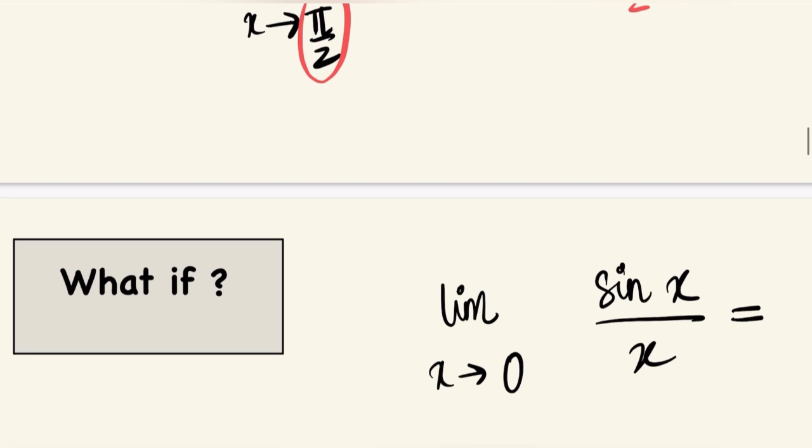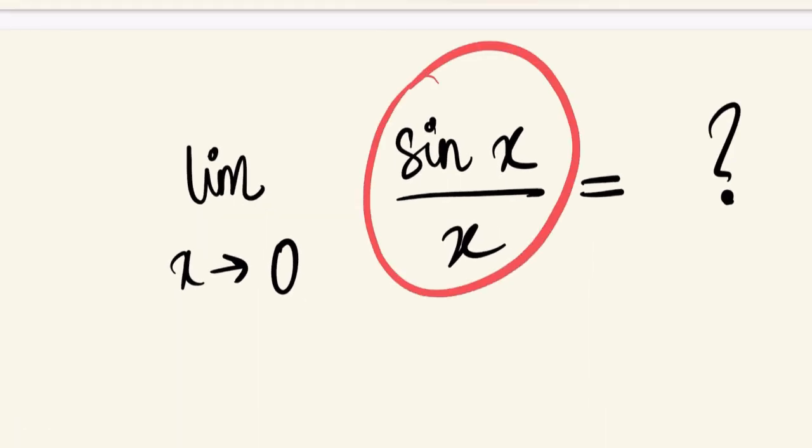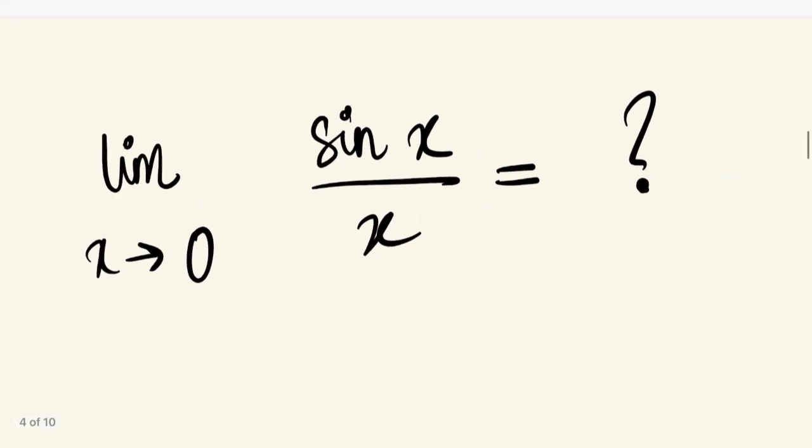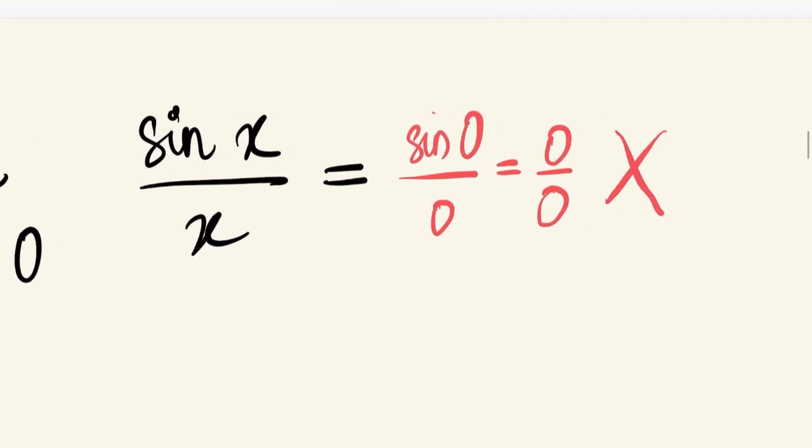What if you get something like this? What if you have limit of sin x by x as x approaches 0? If I try to substitute the value of x, I mean the point a over here in this case, I will get something very weird. I will get sine of 0 upon 0. Sine of 0 is nothing but 0. And I get a 0 upon 0 again, which is not the correct answer. Why? I will show you.